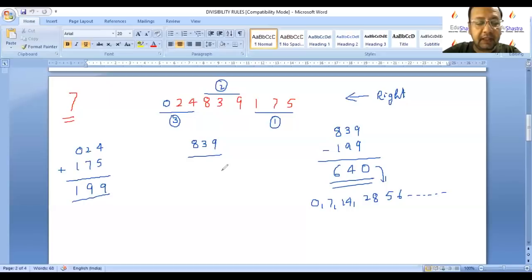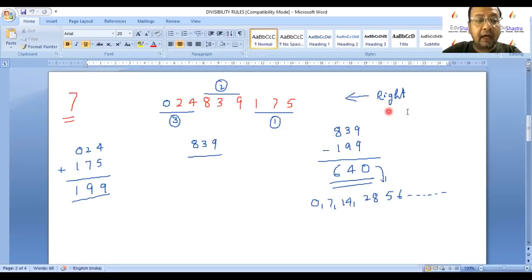The same rule is also applicable for 13, right? So what to do for 13? I can have the same thing. Just take a number, make groups of three digits, and then add them, then subtract them, take the difference. And right now here, the difference you are getting is this 640. Now, can I say that this 640 is divisible by 13? No, this is not divisible by 13, right?